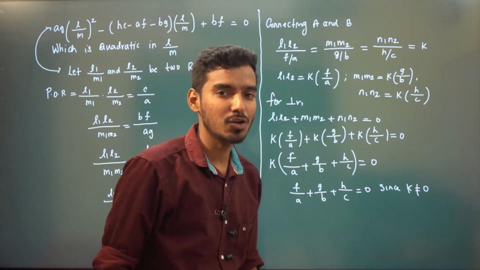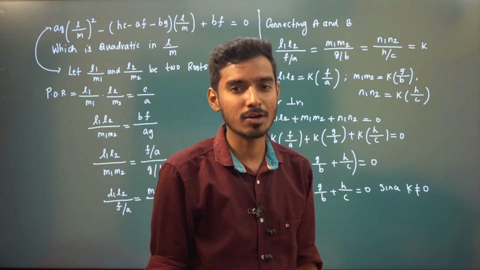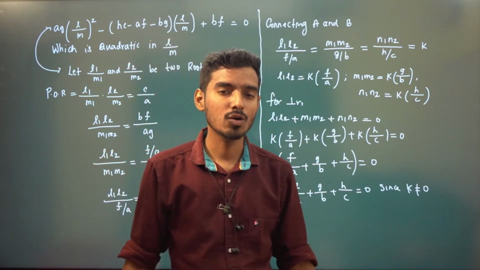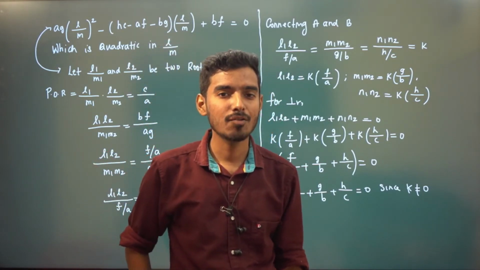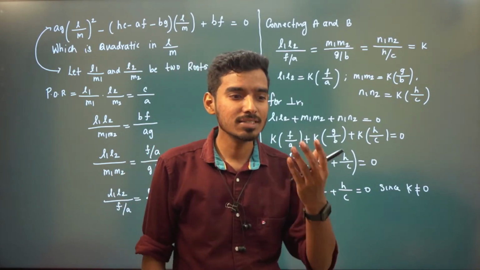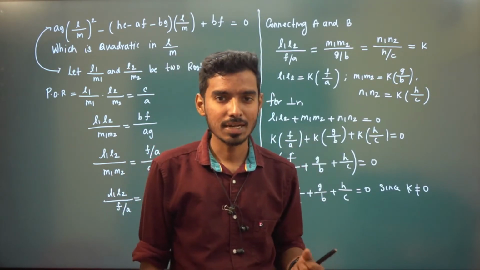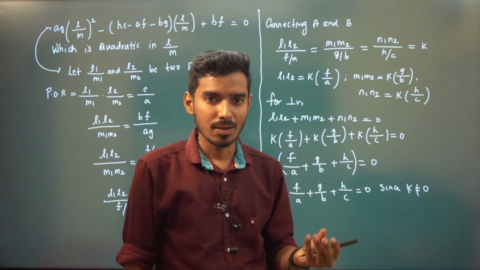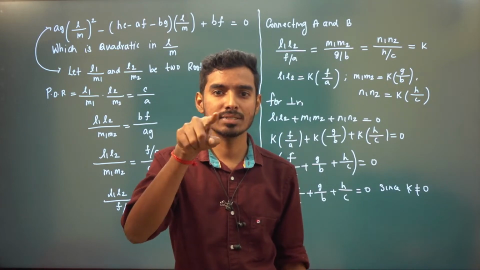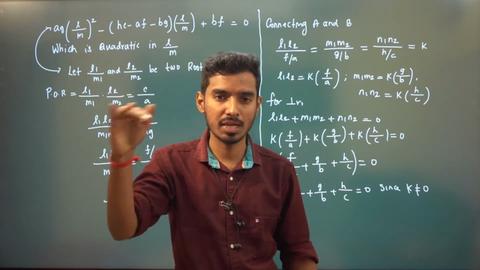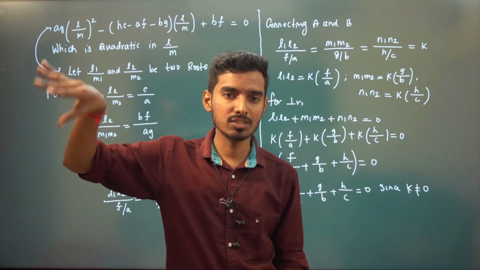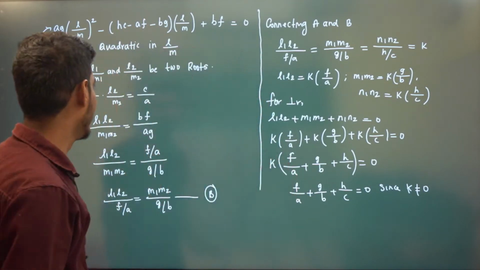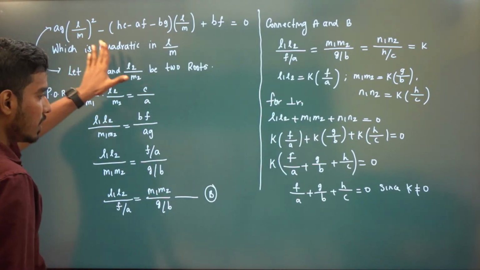What is the condition for roots to be equal for a quadratic equation? Discriminant has to be 0. That is, b square minus 4ac has to be 0. Very simple. We will have the quadratic formula: minus b plus or minus root of b square minus 4ac by 2a. If that b square minus 4ac term is 0, we will have equal roots. Right? Very simple.